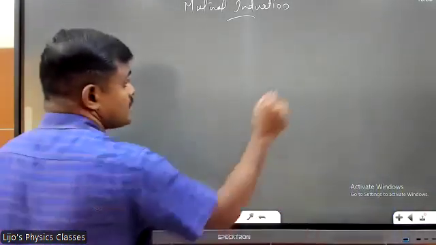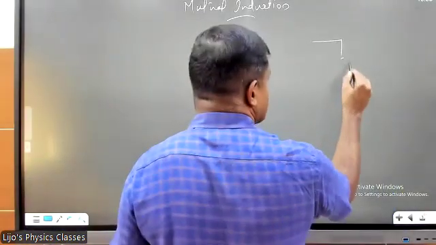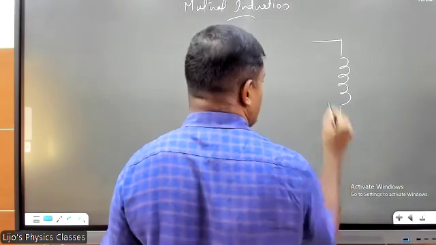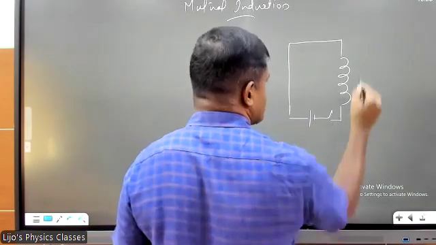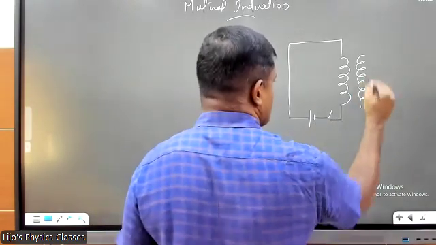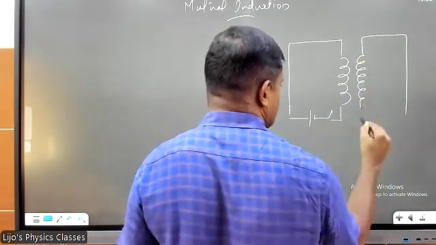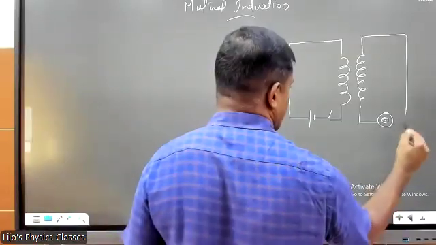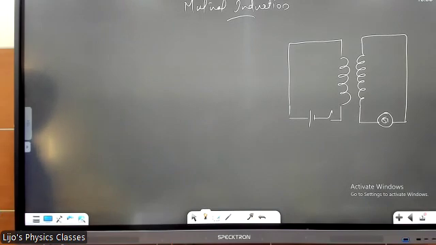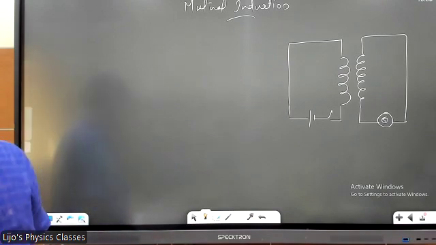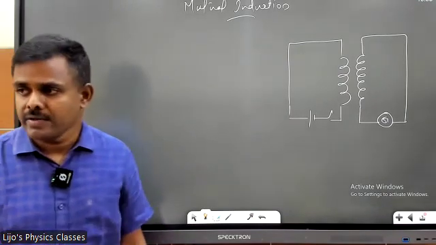Okay, so you can draw this. We have a pair of coils this time. This is called primary coil. Primary coil is connected to a cell and a switch. This is called secondary coil, which is connected to a galvanometer. Okay, primary and secondary.